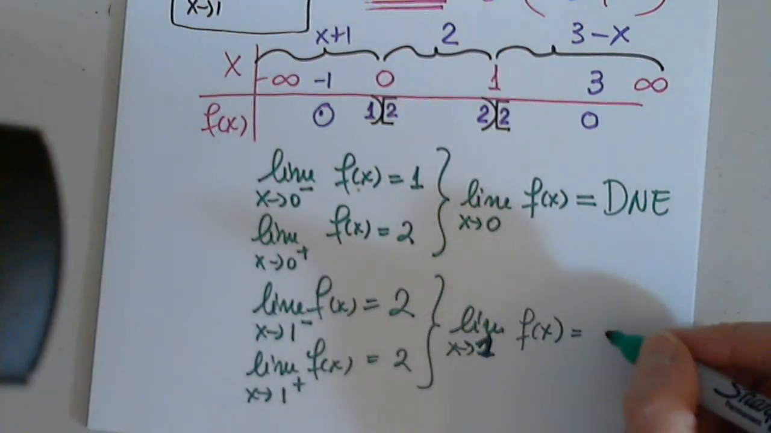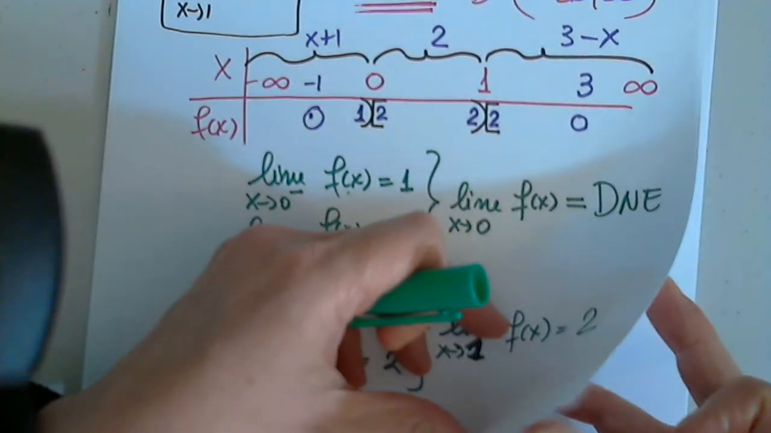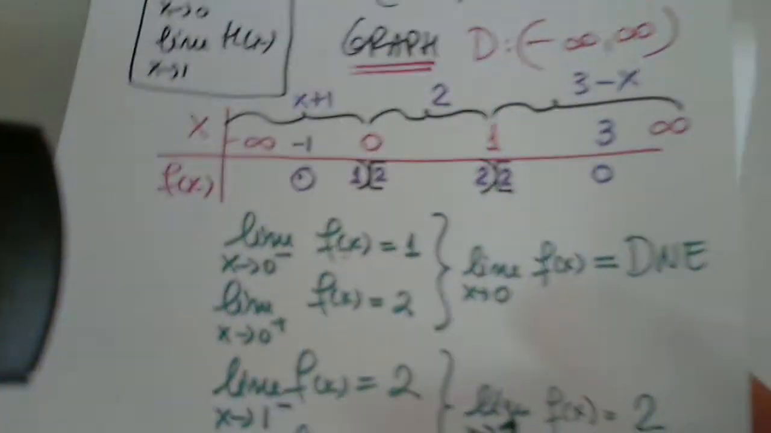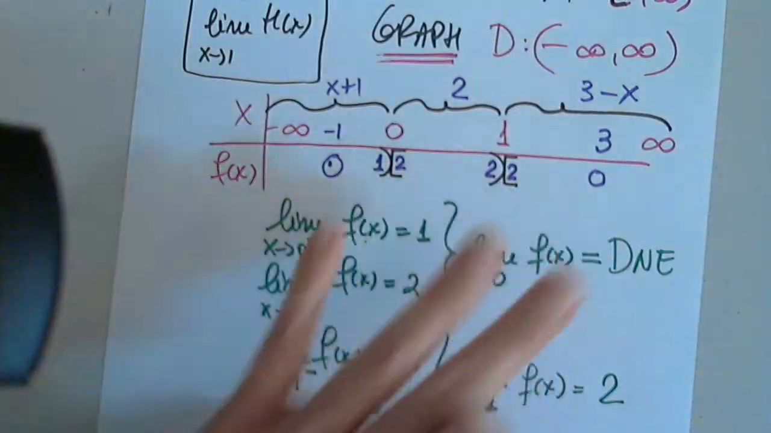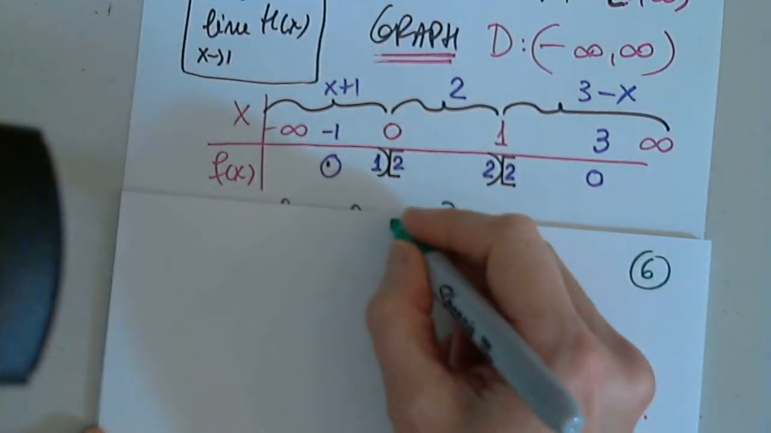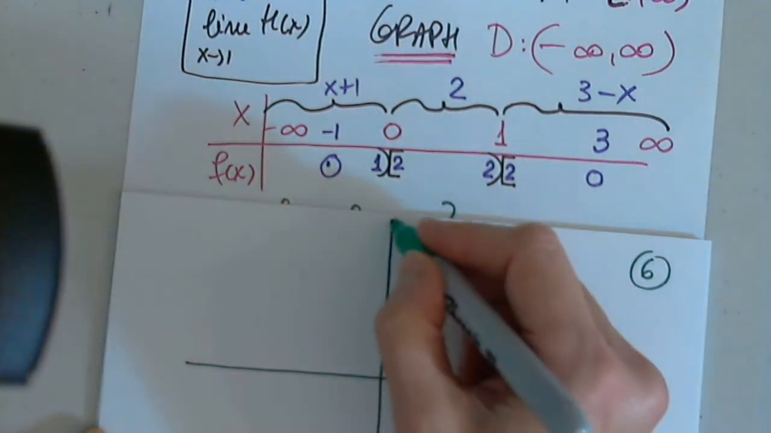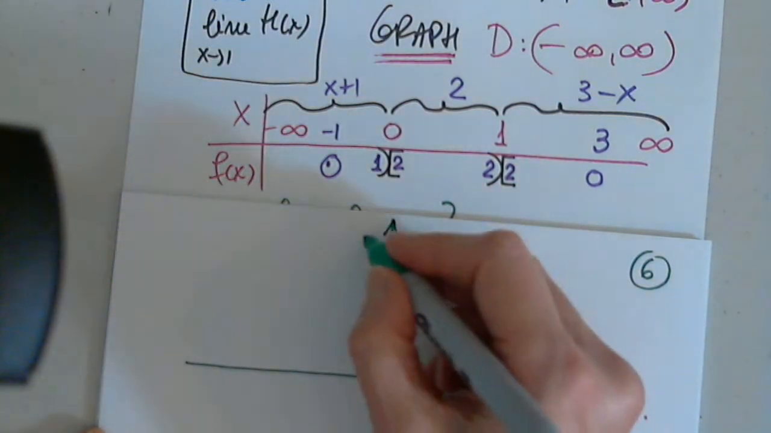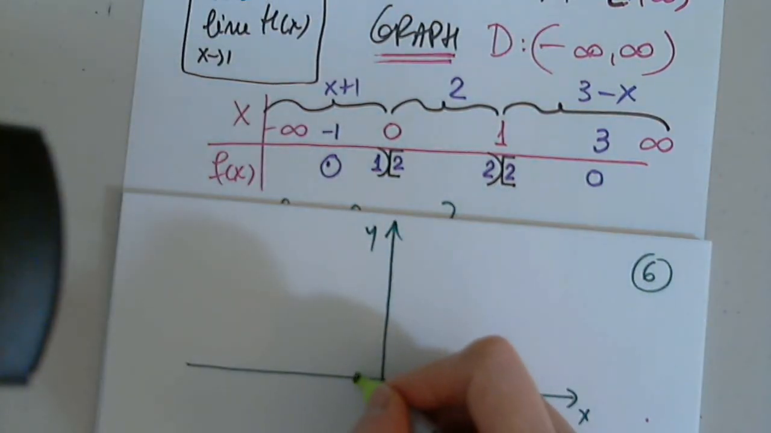So what is the answer? 2. Yes, because they are both the same. So finally we can graph. Although we already have the answers from the table. Okay, so I'm going to graph. Can anyone give us the first ordered pair in order from left to right? -1, 0. Very good. Here it is.